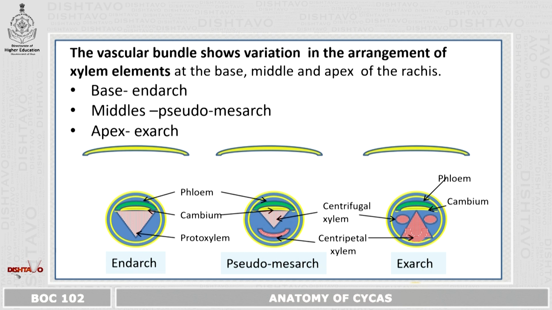The arrangement of xylem elements shows variation at the base, in the middle, and at the apex of the rachis. At the base, it is endarch in nature. In the middle, it is pseudomesarch, whereas at the apex, it is exarch in nature. So it shows variation at the base, middle, and apex of rachis.